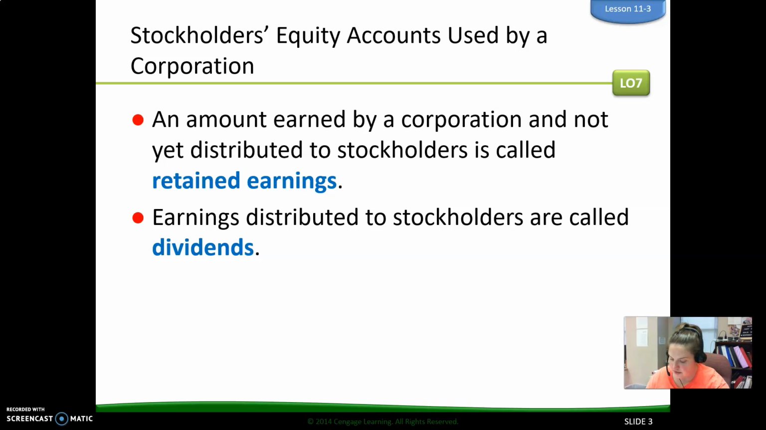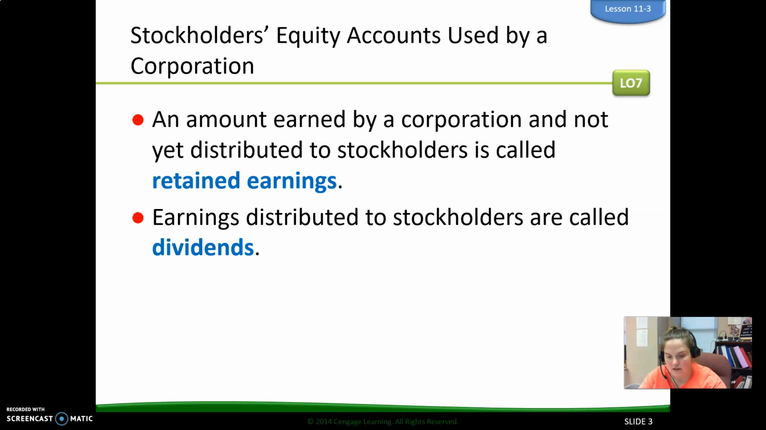A corporation's dividend account is a temporary account similar to a proprietorship's drawing account. Each time a dividend is declared, the account called dividends is debited. So dividends, normal balance, debit. At the end of each fiscal period, the balance in dividends is closed to retained earnings.